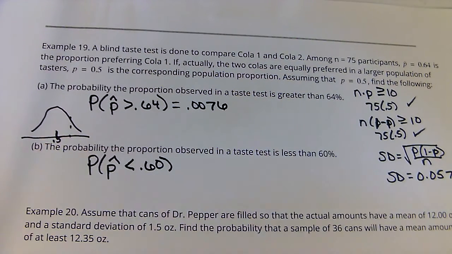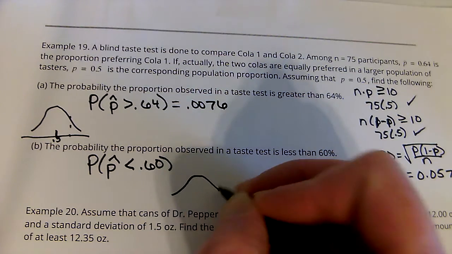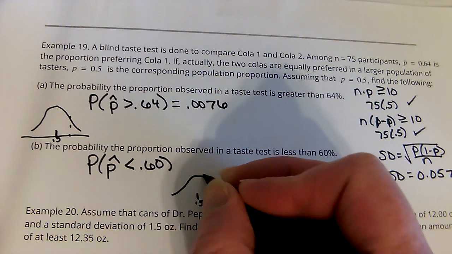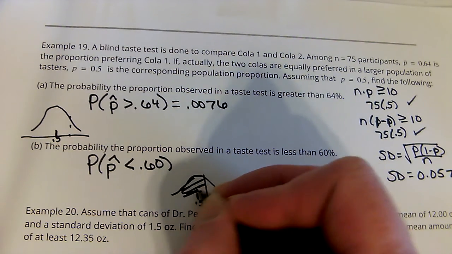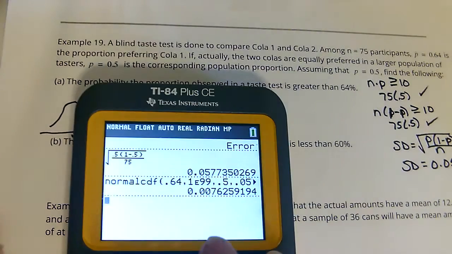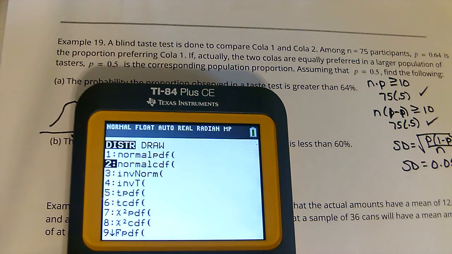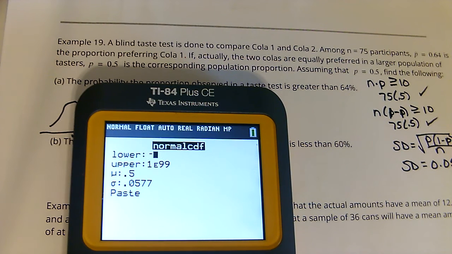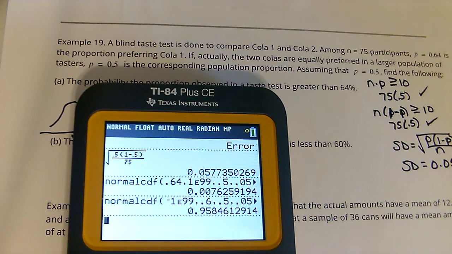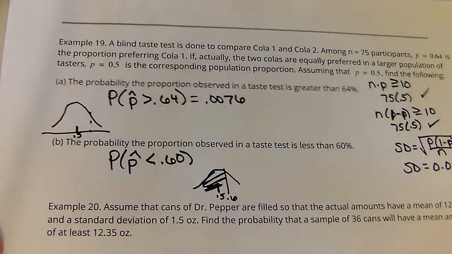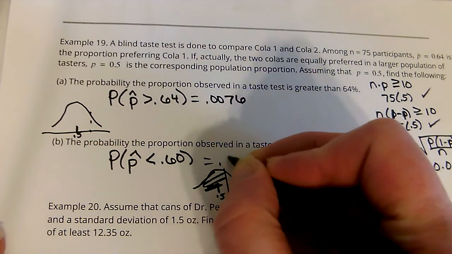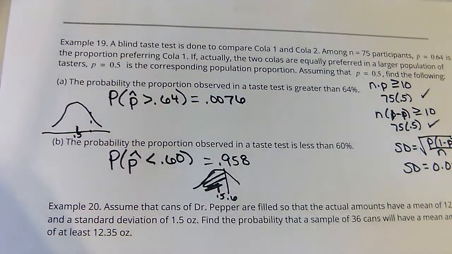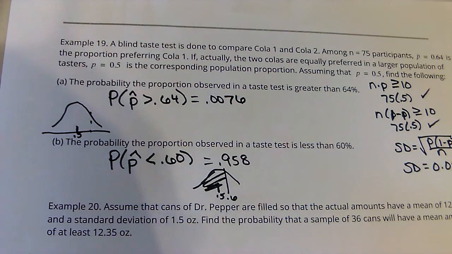Okay. Think about where that would be. 0.5 is here, so less than 0.6 would be a pretty big area. So we're going to go back in, normal CDF, negative 1E99. The upper boundary is 0.6, nothing else is changing. 0.958, so there's a very strong probability that it's actually less than 60%.